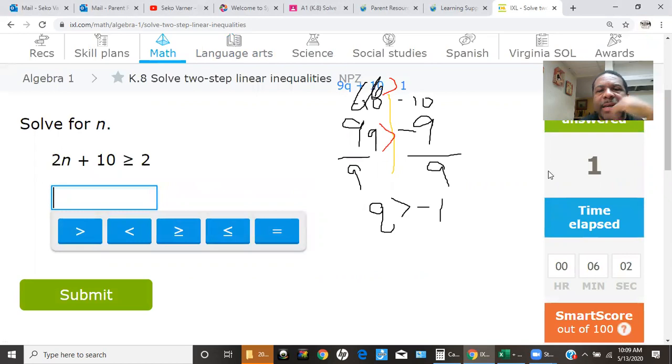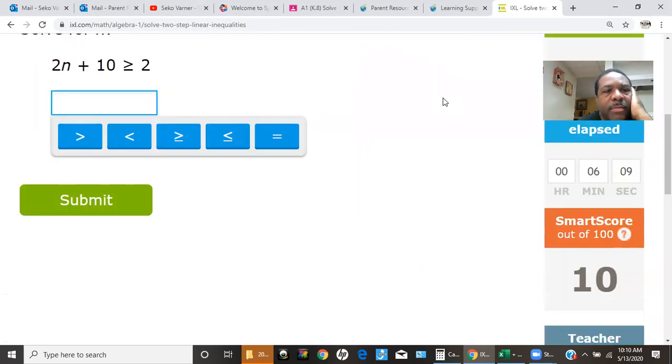Good. So we got that one correct. Now let's move on to this one. We'll do another one very quickly. Okay, so solve for n. 2n plus 10 is greater than or equal to 2.